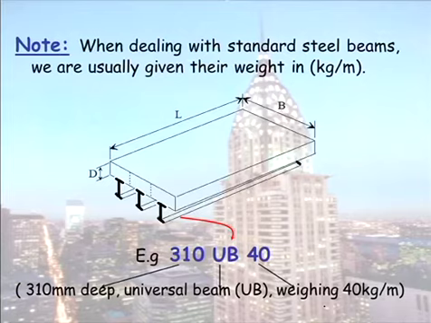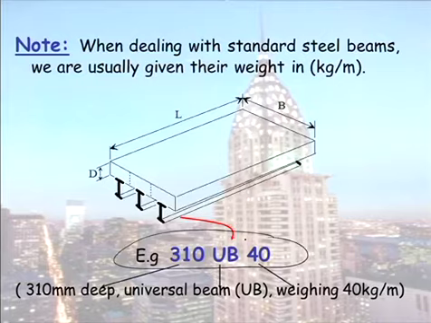Okay, so we're going to do some worked examples now. We're going to actually do some calculations. Before we do, quite often you'll see beam designations. The standard steel beam is a universal beam.